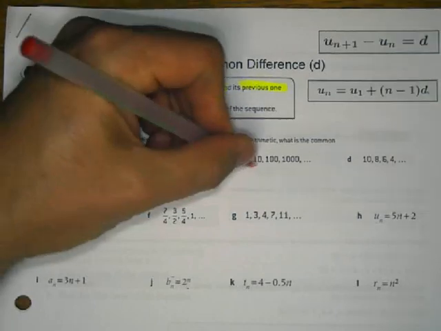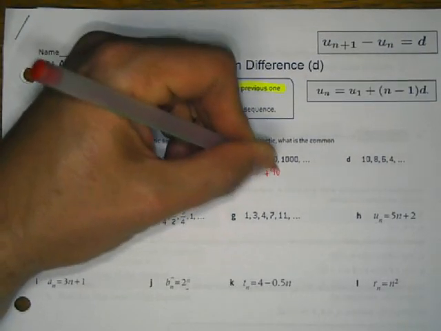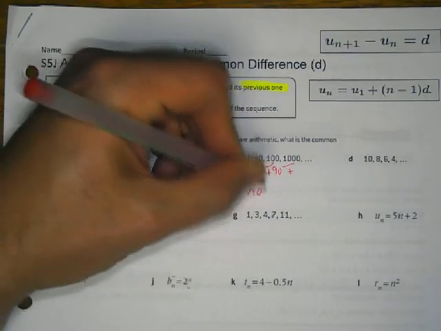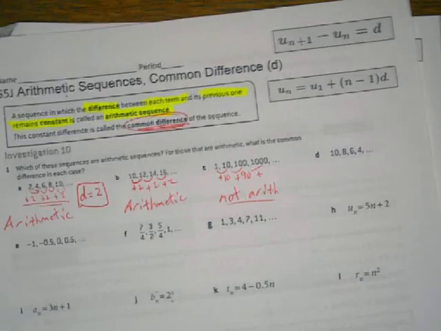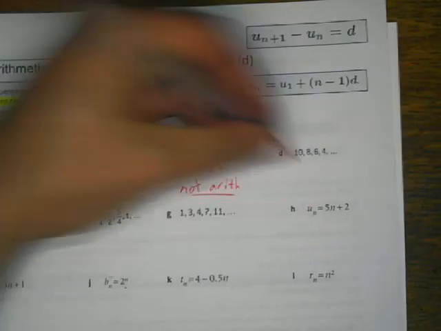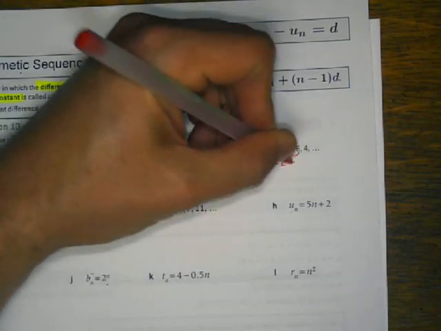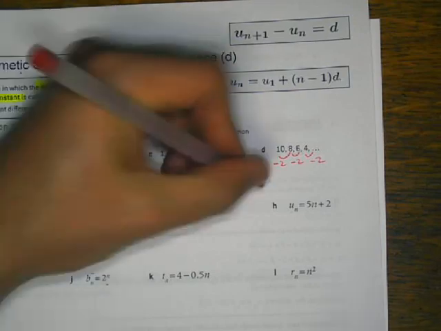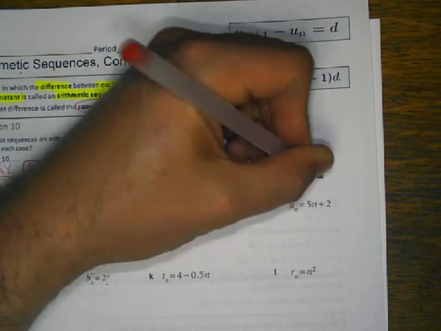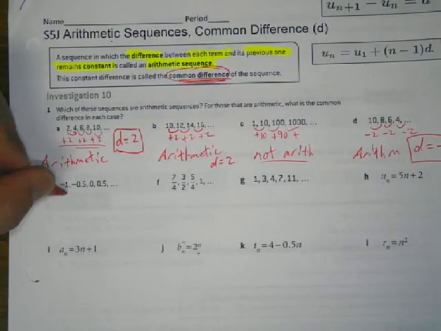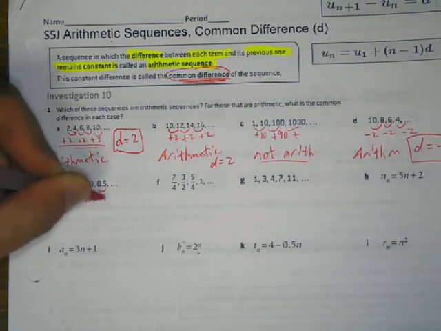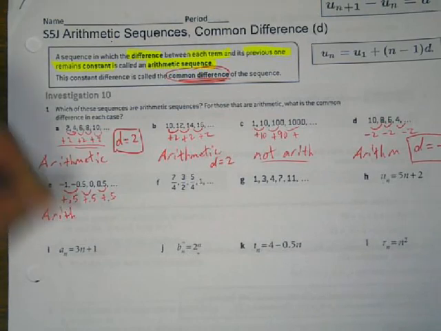Okay, this is plus 10, this is plus 90, this is not arithmetic. Now in this one here, it's minus 2, minus 2, minus 2. This is arithmetic, and D is equal to negative 2. This one here, D is equal to 2. Here, let's see, it's plus 0.5, plus 0.5, plus 0.5. So it's arithmetic, and D equals 0.5.